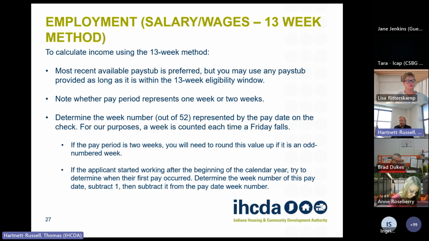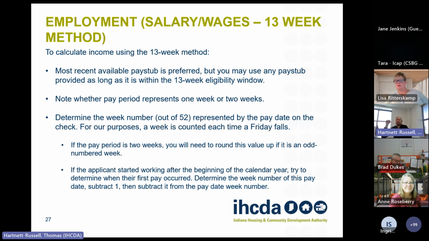For our purposes, because Friday is the most common payday that we see, a week is going to be counted each time a Friday falls. So if the pay period is 2 weeks, once you count up what week number is represented by the pay date, if it's an odd numbered week, for a 2-week pay period, you're actually going to round that up. I have examples. Sorry, I'm not going to extemporaneously give an example here.